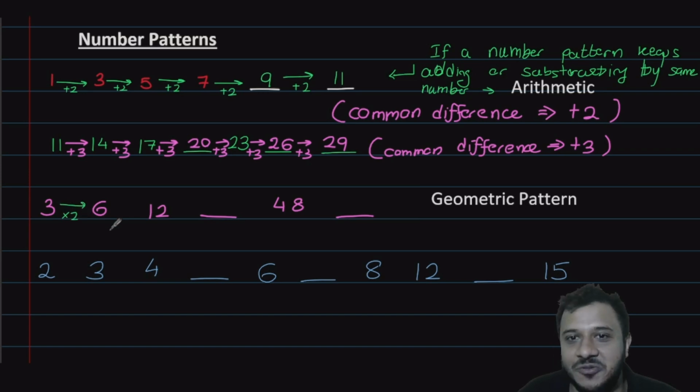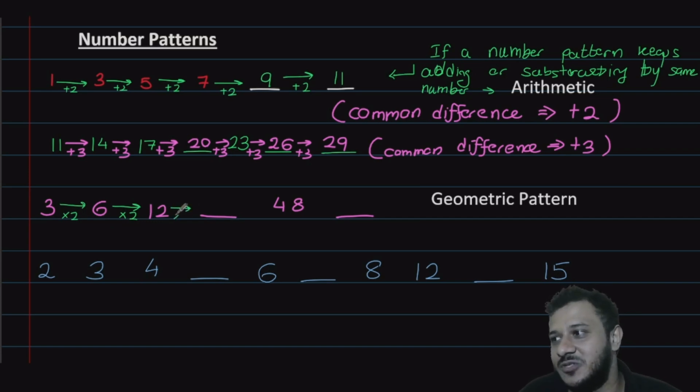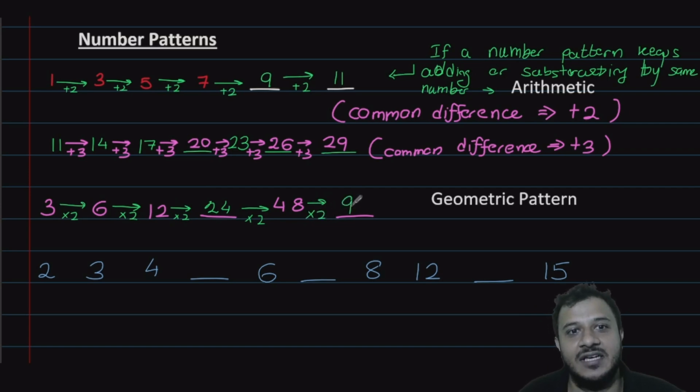It's multiplying by 2. Can you see? 3 times 2 is 6. 6 times 2 is 12. 12 times 2 is 24. 24 times 2 is 48. And then 48 times 2 is 96. That's a geometric number pattern.